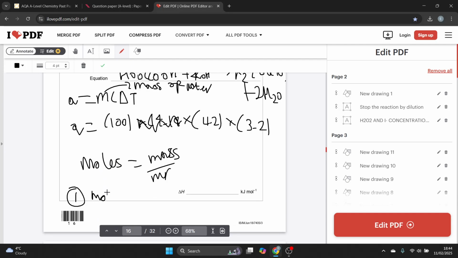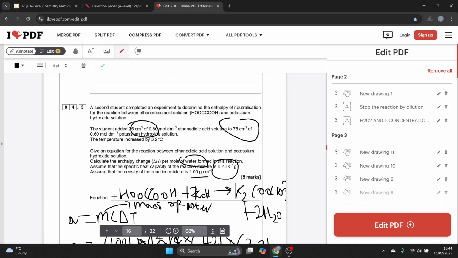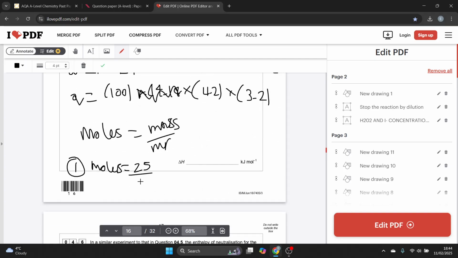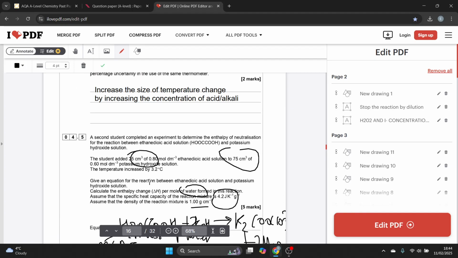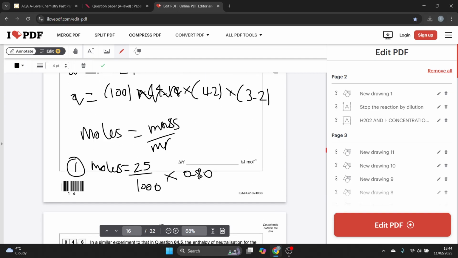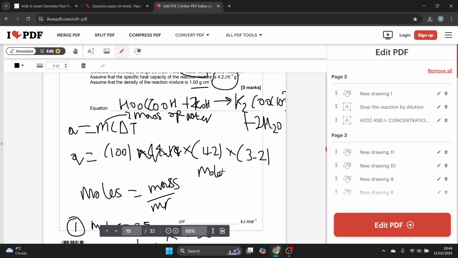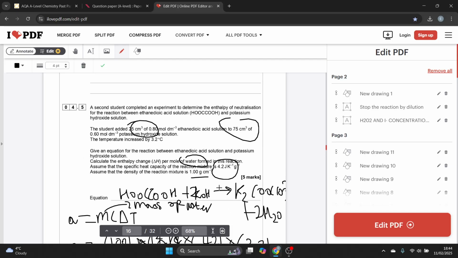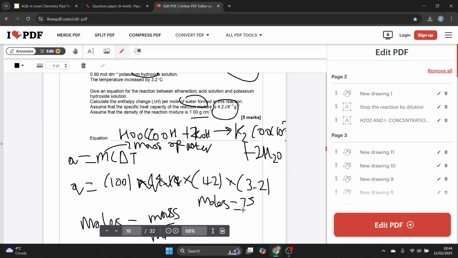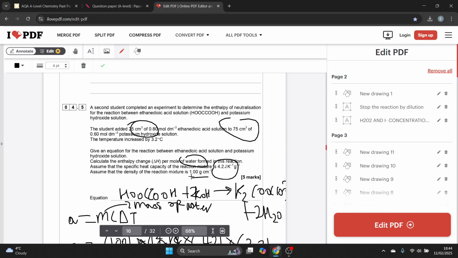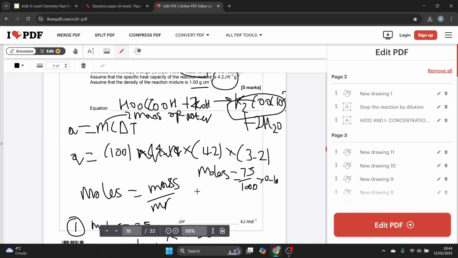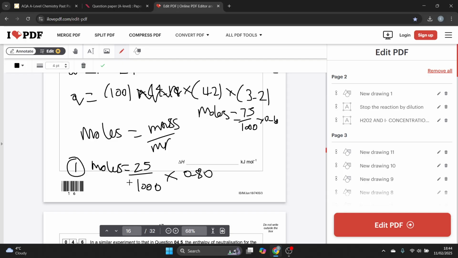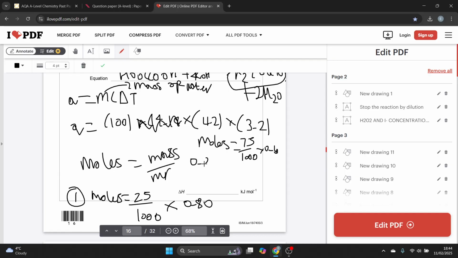Usually it's moles equals mass over Mr, but in this case moles equals concentration times volume. So moles is 25 divided by 1000 times by 0.80, and that's obviously the ethanoic acid. Then I'm going to use moles equals concentration times volume to find the moles of the potassium hydroxide, 75 divided by 1000 times by 0.60. And which one is with the water? It's the moles of ethanoic acid, and that's a 1 to 2 mole ratio. So I get the moles of ethanoic acid as 0.020. Now I just times that by 2, so I get 0.040 moles.